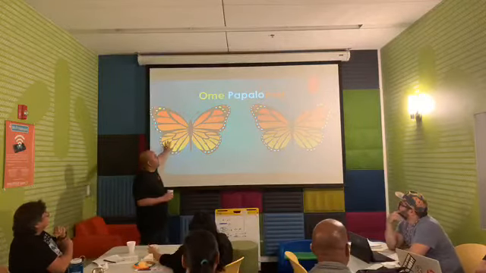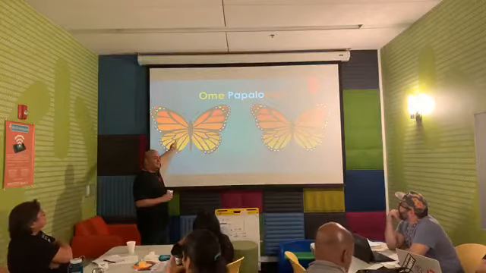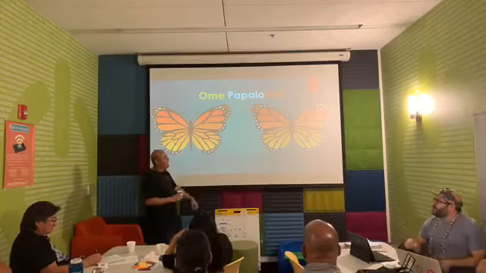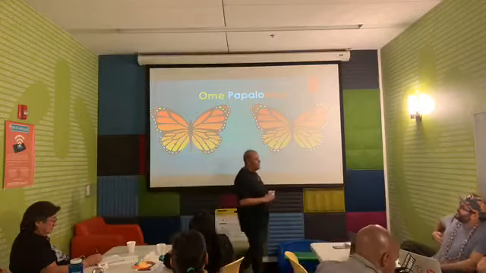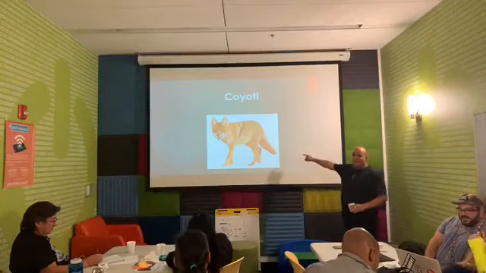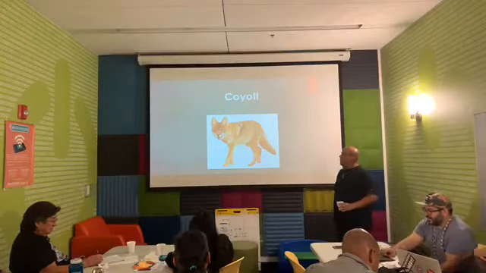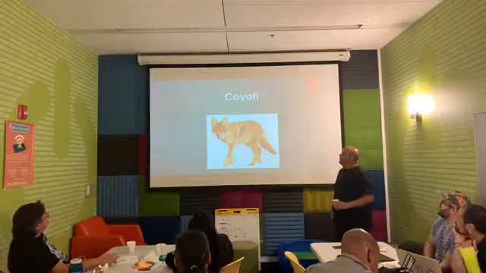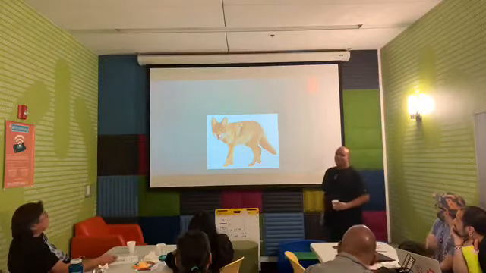Well, yeah. So, ome papalome, right? I wrote that one up because it sounds funny. It sounds cool. Ome papalome. Two butterflies. Papalome is butterflies. Next. Okay. Koyo. Next slide. So that's koyo, obviously. The English is obviously from that.